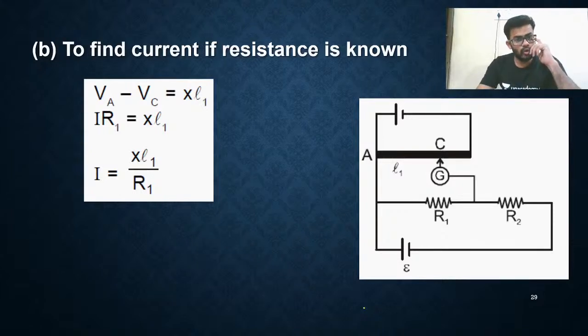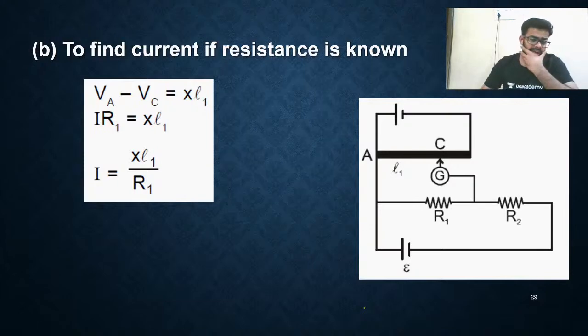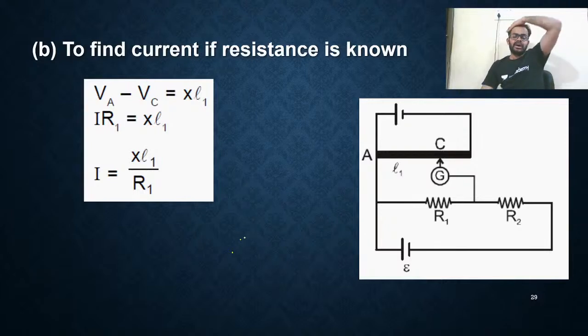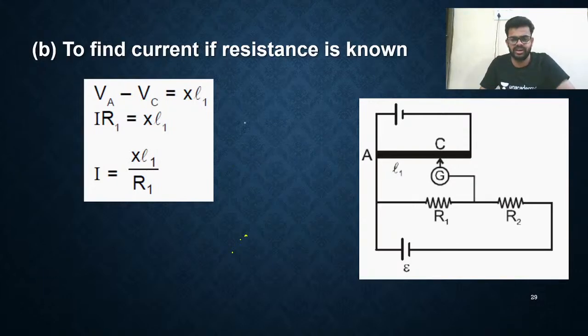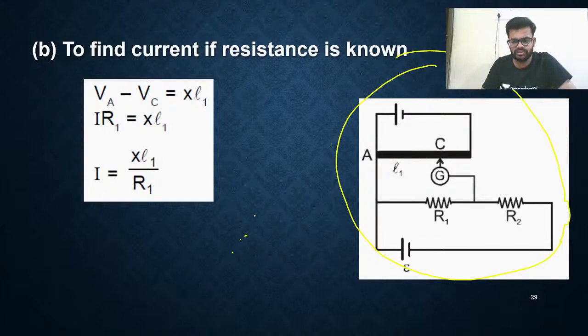Next. To find the resistance of unknown resistance, let's say you are having a circuit like a potentiometer, right, and you want to find the resistance of unknown resistance. How to find the resistance of unknown resistor? So you have the primary circuit. Okay, so let's say it is connected as shown in the figure. It should be connected like this only.